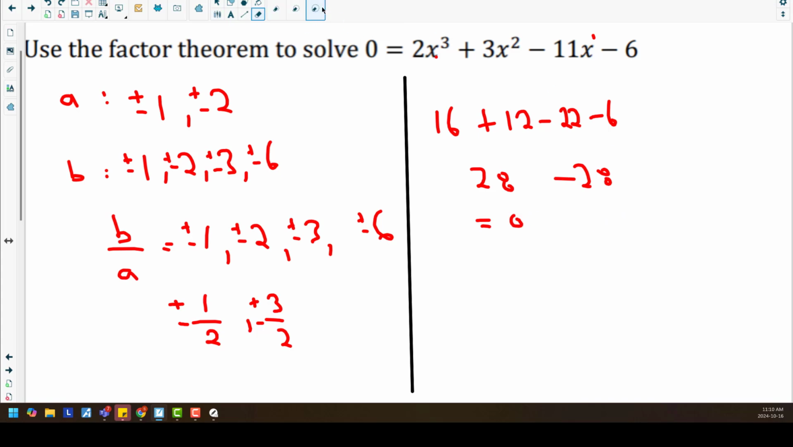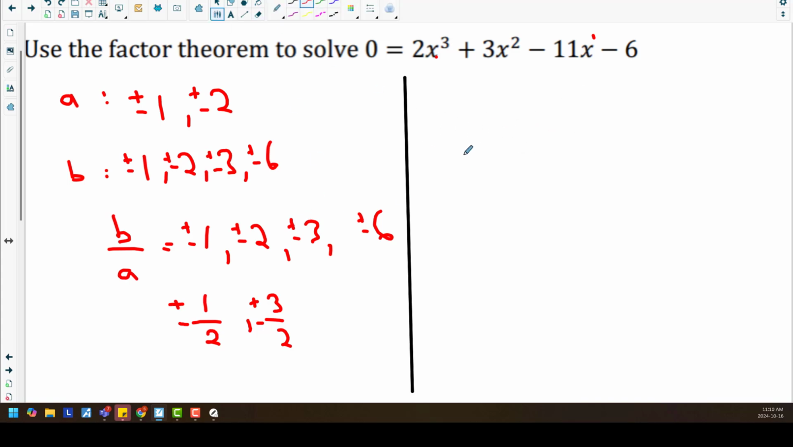So we finally have our first factor that we can try. So we know that f of 2 is equal to 0, so we can now use factor theorem. We can use synthetic division or long division to do x minus 2.